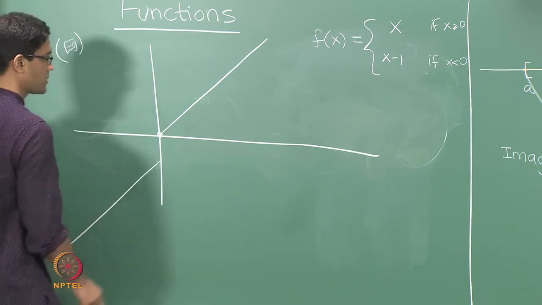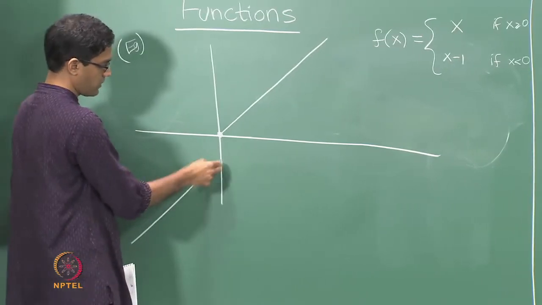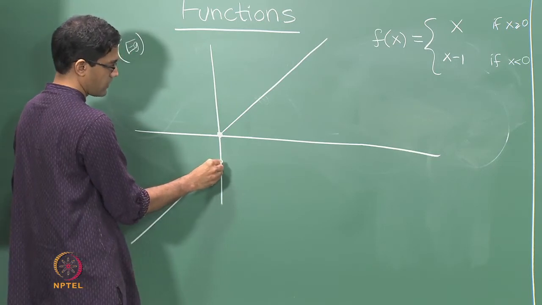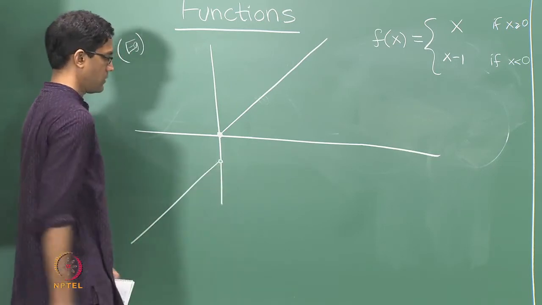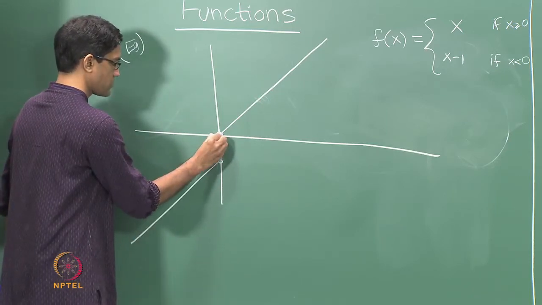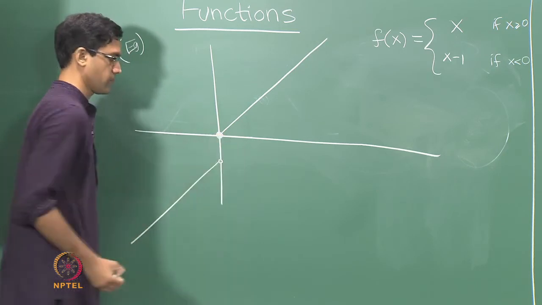Okay, so here's the graph, and the key point to observe is that this point here where the bottom line meets the y axis is not on the graph. So we often denote it by a circle like that, and this is sometimes shaded in to indicate that this point is on the graph.